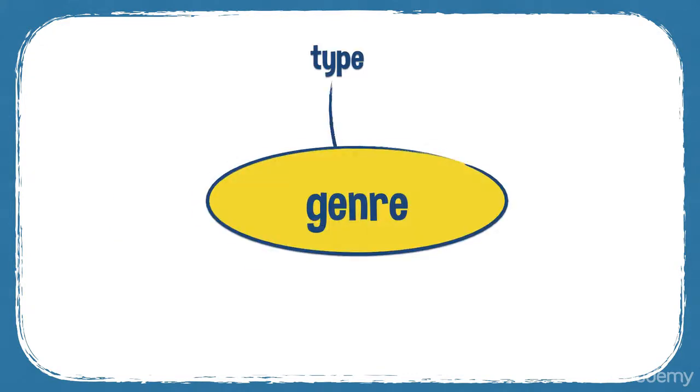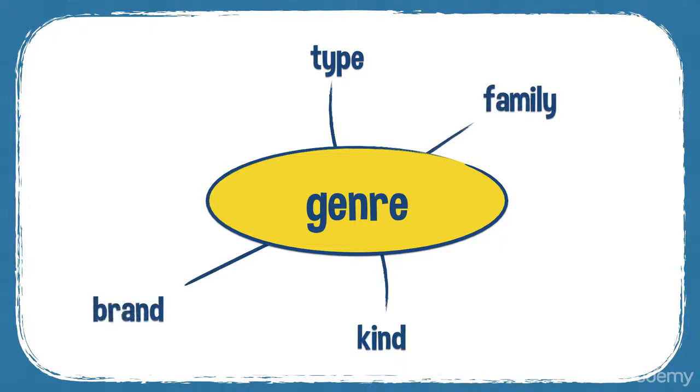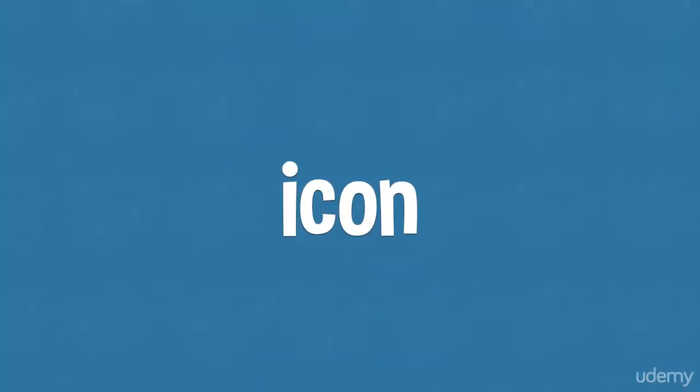So genre, it's a noun, of course, so you can have genres. And some synonyms for genre: type, kind, family, brand, style, and class. Your next word is icon. Icon. Not econ, but icon. An icon is a symbol.